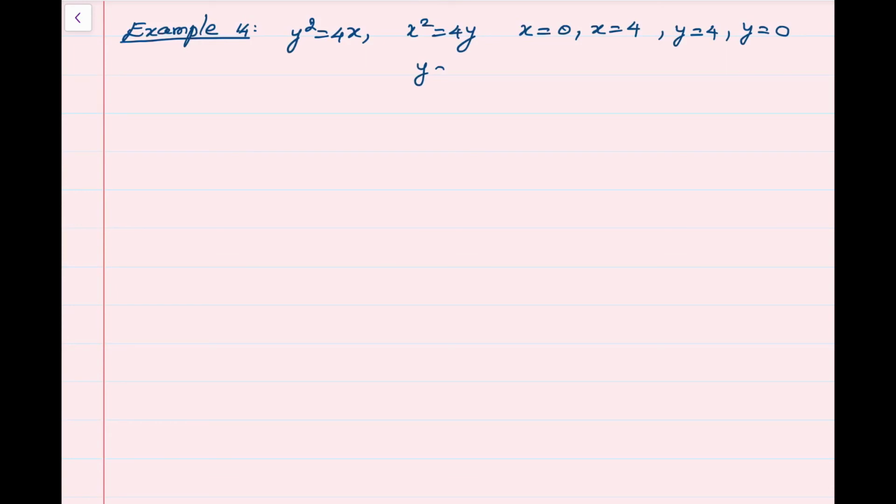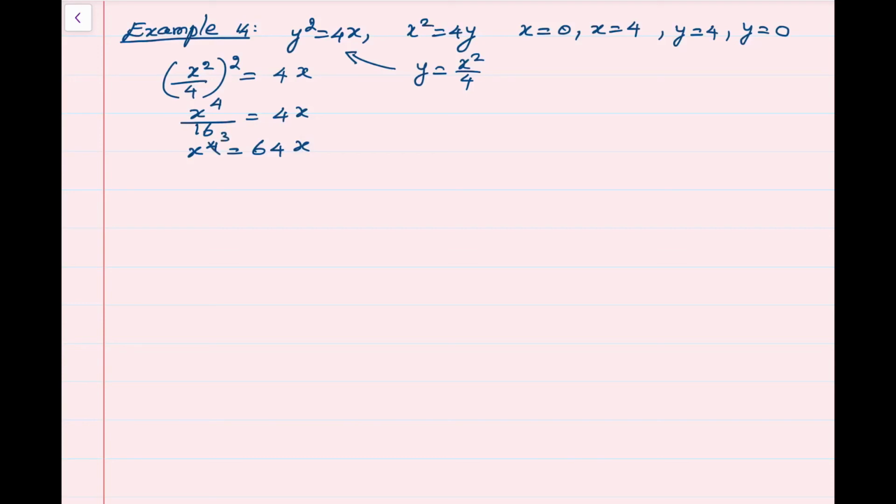From the second equation, y is x square over 4. We will substitute it in the first equation. We get x square divided by 4, the whole square, equal to 4x. X raised to 4 divided by 16 is 4x. X raised to 4 is 64 times x. We will cancel one x, but don't forget to equate it to 0. X cube is 64. Therefore, x is cube root of 64, which is 4.